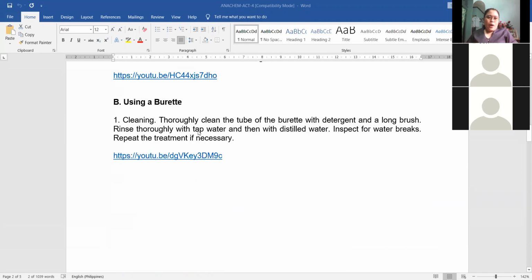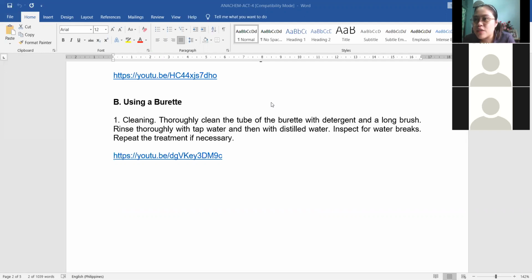Okay? So, how about the burette? Sino dito yung nakagamit na ng burette? Because burette is a bigger one compared to the pipette. So, yung pipette, I guess, meron lang siya hanggang 100 ml? Depende siya sa pipette ha. Pero yung burette, medyo mas malaki talaga ito. Okay? I hope makapractice na kayo on how to use the pipette and at the same time the burette.